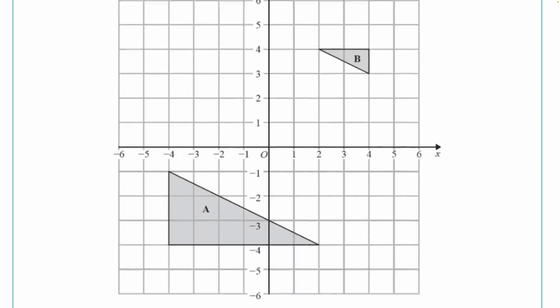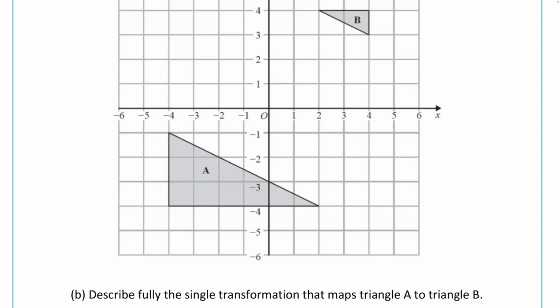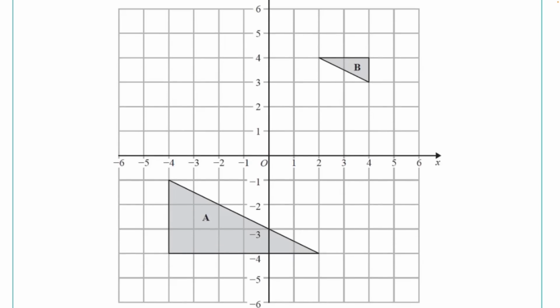Okay, part B, we have describe fully the single transformation that maps triangle A to triangle B. So going from the larger triangle here to the smaller triangle. If you can spot what's happened here, you can see that the triangle has both rotated and it's gotten smaller. That, of course, would be two descriptions, and it says a single transformation. So the transformation that we refer to when this happens is an enlargement. But this is an enlargement by a negative scale factor.